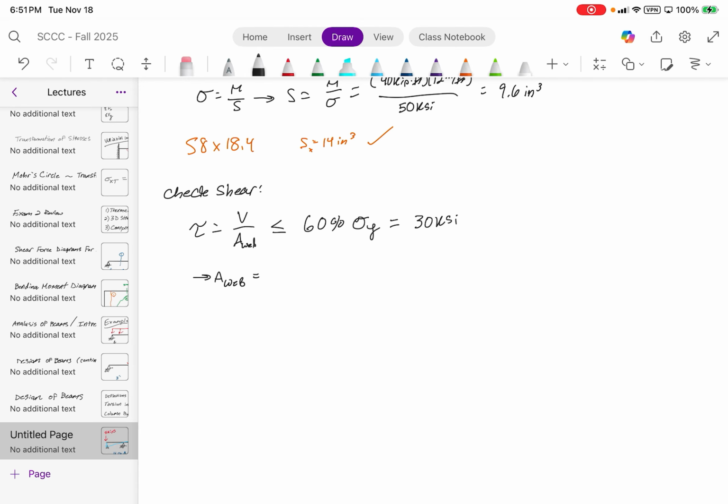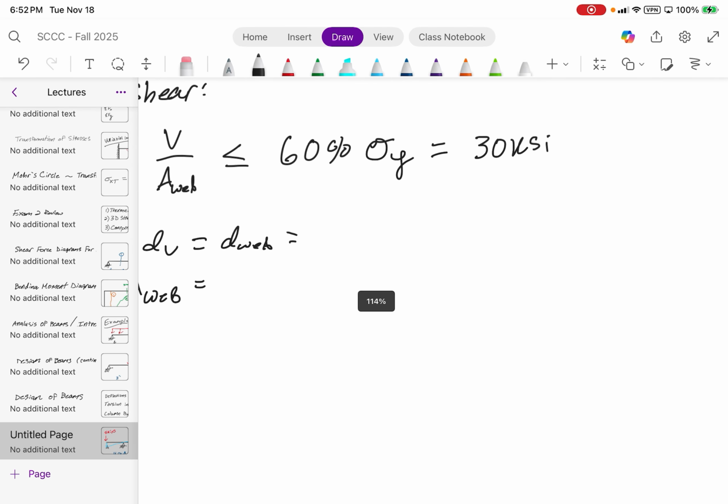How do you get that? Are you taking the area of the entire shape? Yep. So we could find the depth of the web. We call it dV. You can also say it's the depth of the web if you wanted to be more specific to what it is exactly.